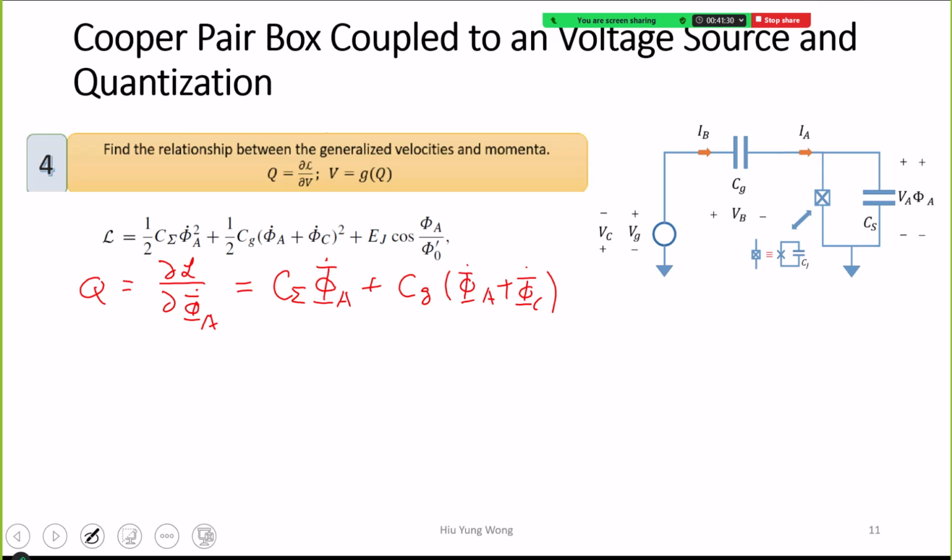Say again? 0, thank you. Because it's independent of phi A dot. Remember in Lagrangian, phi A and phi A dot are independent variables, right? The position and coordinates are independent variables.